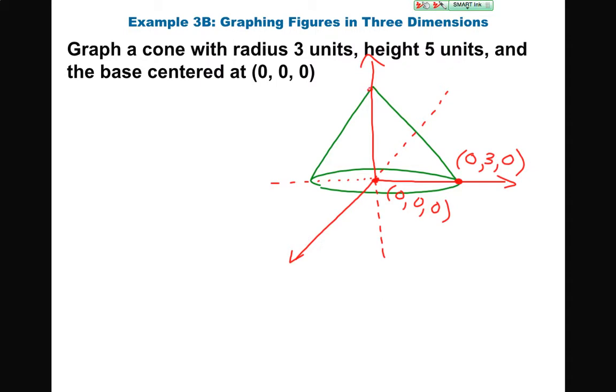How about the top point of the cone? Forward or backwards? 0. Left or right? 0. Up? 5. How about this point? 0, -3, 0.